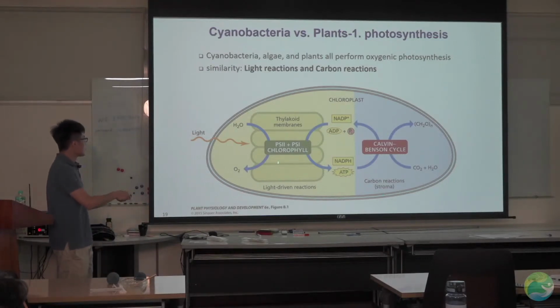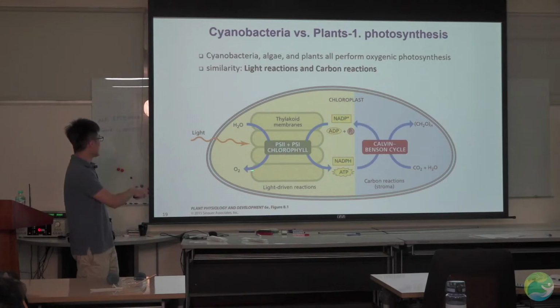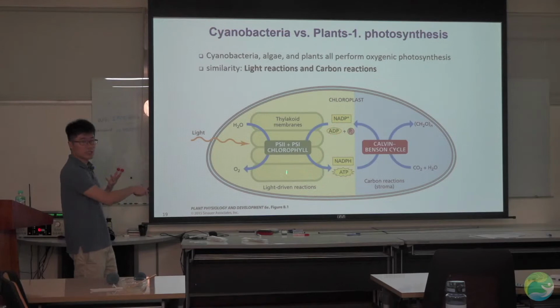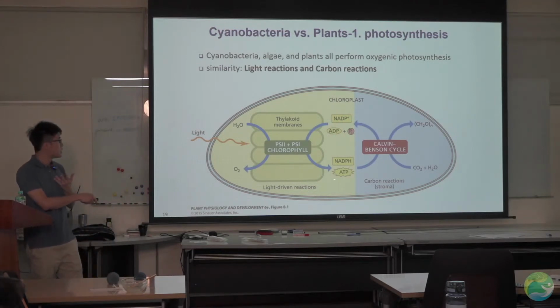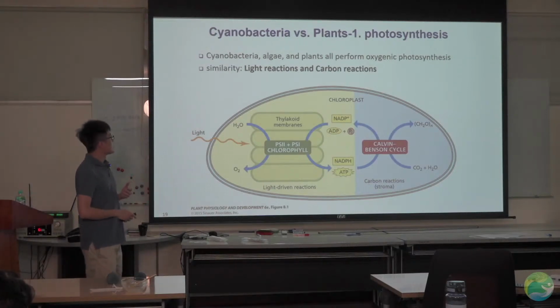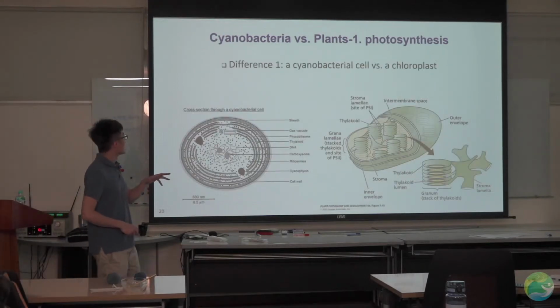In the light reactions, the light energy is harvested by photosystem 2 and photosystem 1. Those reactions turn water into oxygen and store that light energy as chemical energy in NADPH and ATP. That energy can be used in the Calvin-Benson cycle for the synthesis of carbohydrates. So that's pretty similar in cyanobacteria and plants. And the structure is also pretty similar but different.